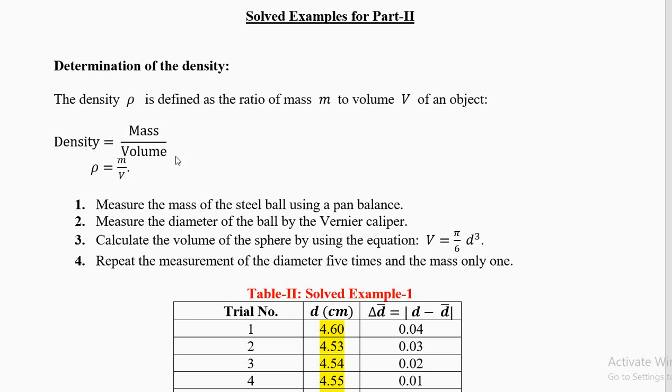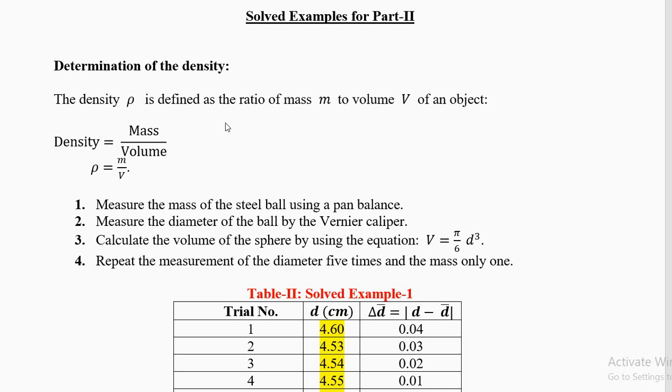Now what you do here is, mass can be measured by the digital balance and the volume will come from the geometry. If it is a cuboid, you'll have length, breadth and height. If it is a cylinder, it will be diameter and height. If it is a cone, it will be the diameter and the height, and things like that. But what about the sphere?